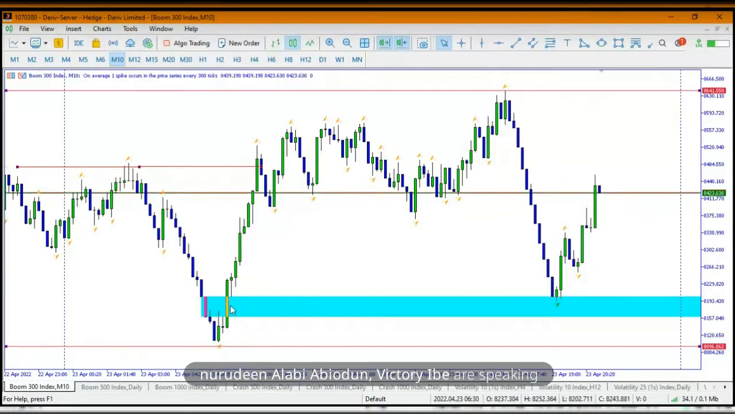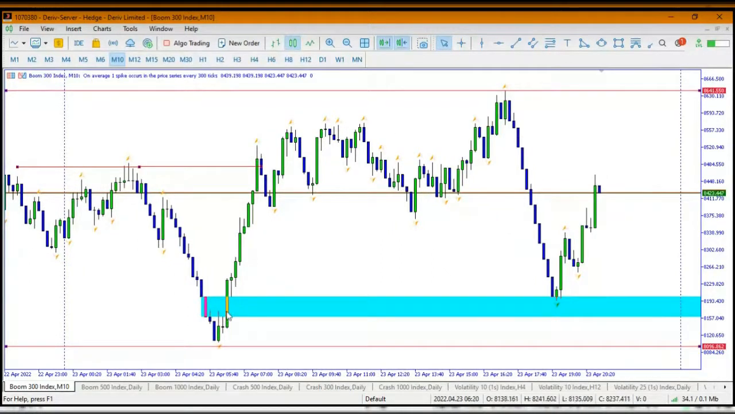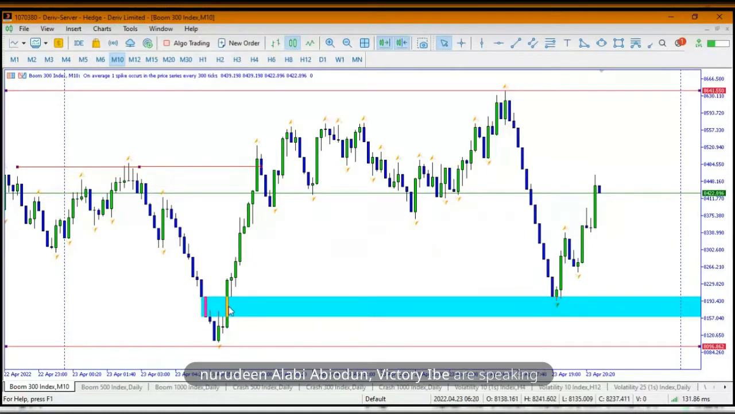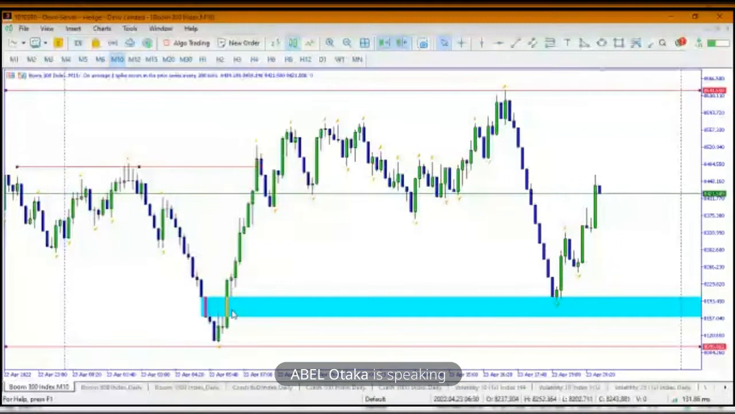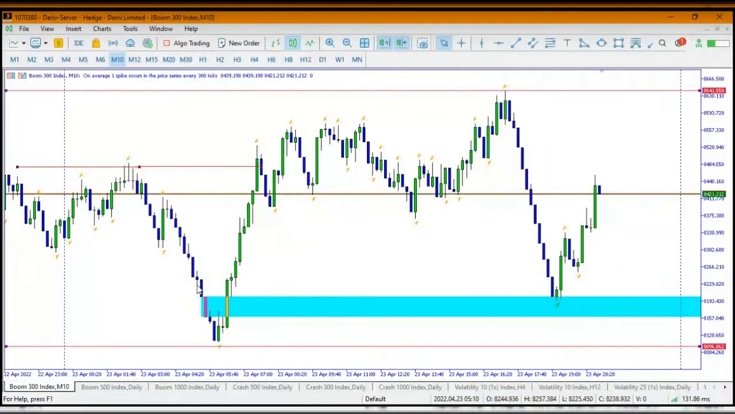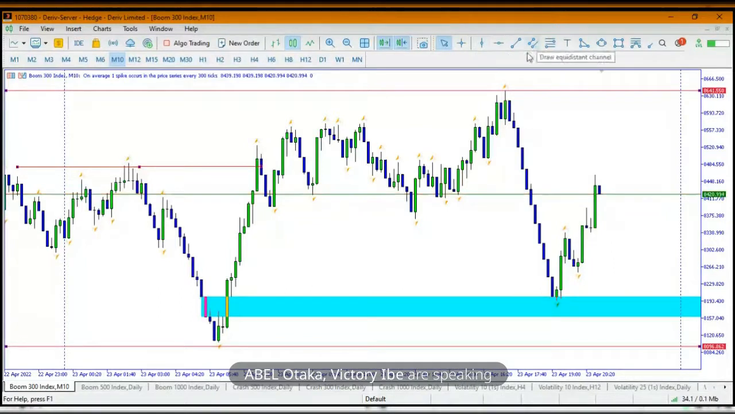The imbalance. How did you know that this place happens to be imbalanced? Please, one after the other. What gives you the assurance that this place happens to be an imbalance point? What are you seeing there that makes you know that it's an imbalance? There is no sell order.